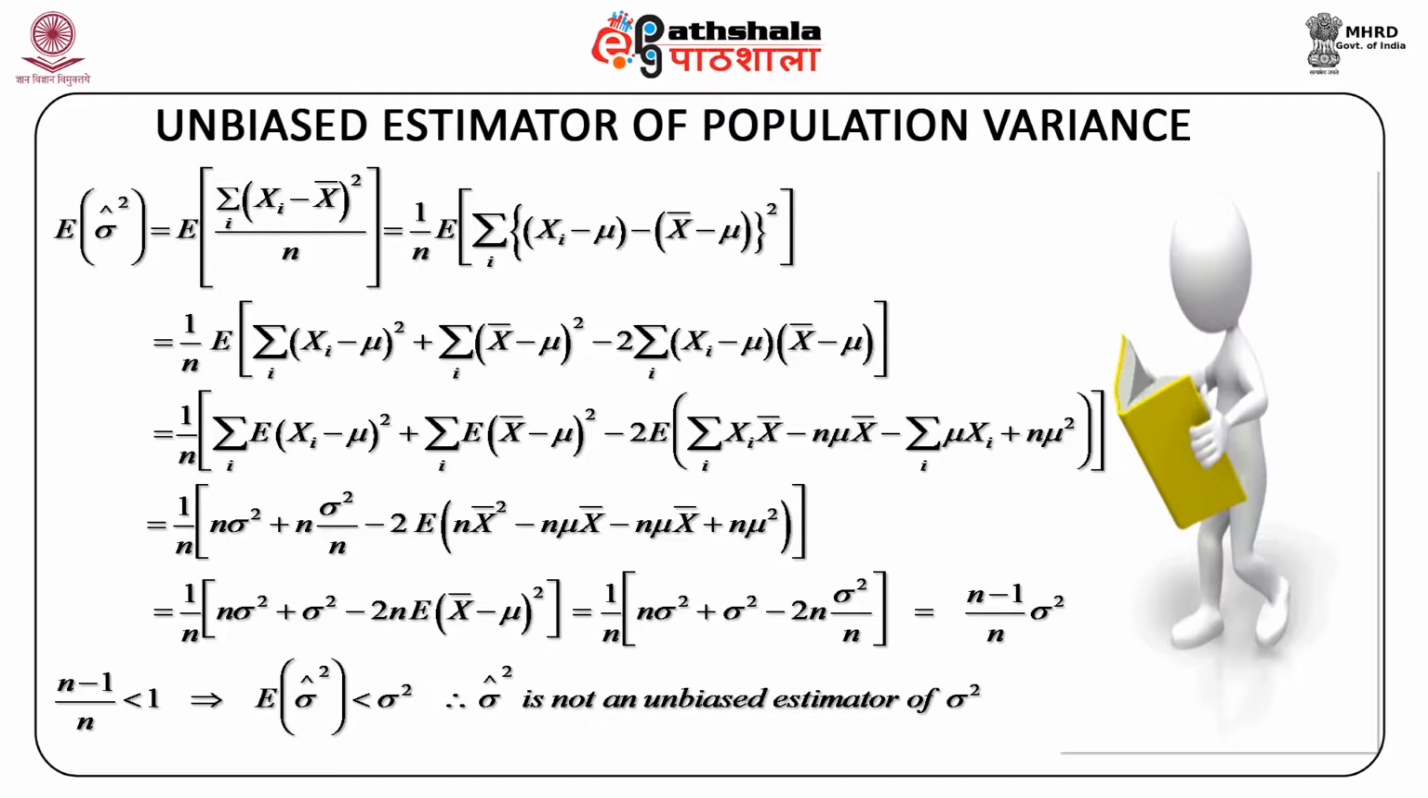Now (n minus 1) upon n is less than 1. This implies that the expected value of sigma hat square is less than sigma square. Therefore, sigma hat square is not an unbiased estimator of sigma square.